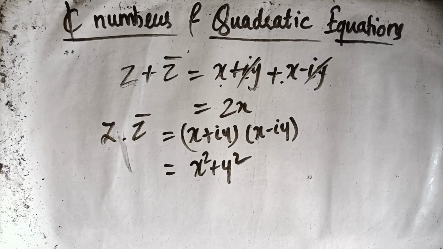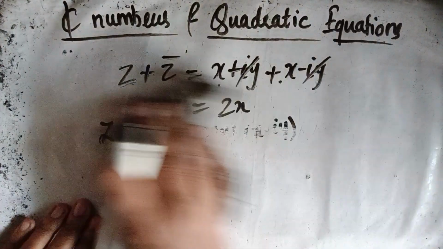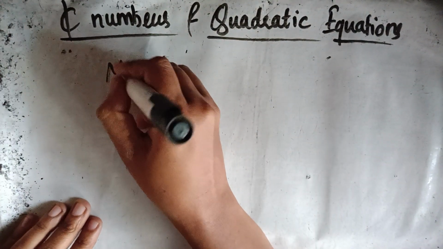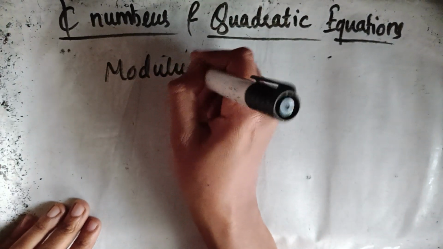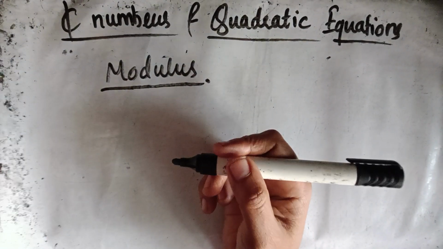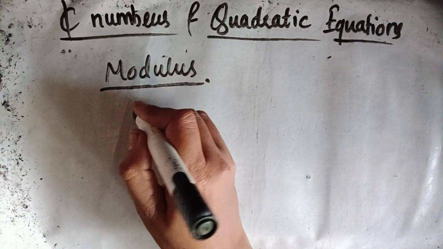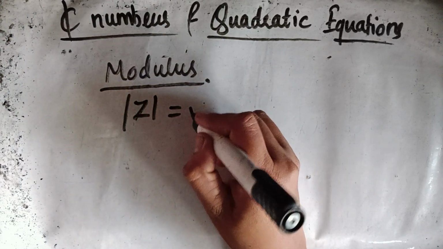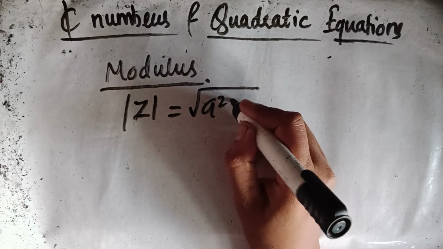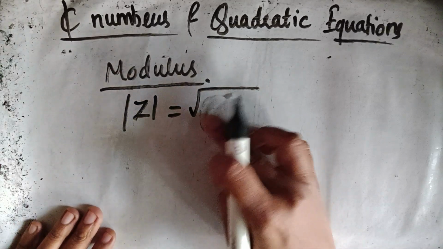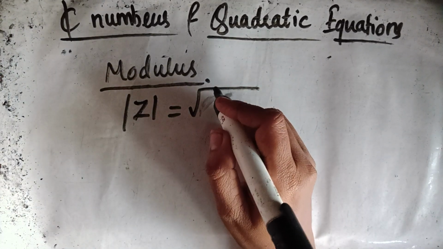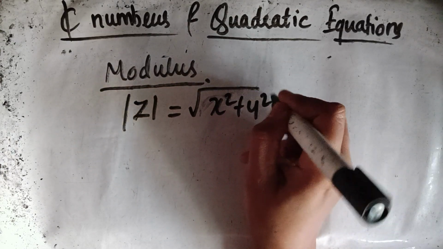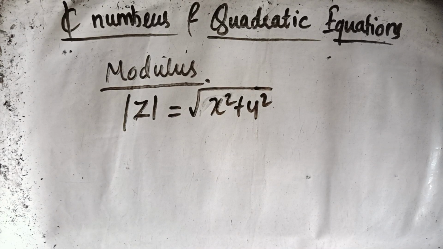Then we have a modulus. Modulus of a complex number. We call it mod. So modulus is given by mod of z, which is root of a square plus b square, or if we take x plus iy, so x square plus y square. Okay, this is modulus.